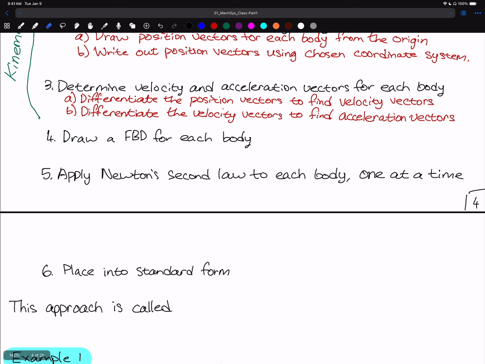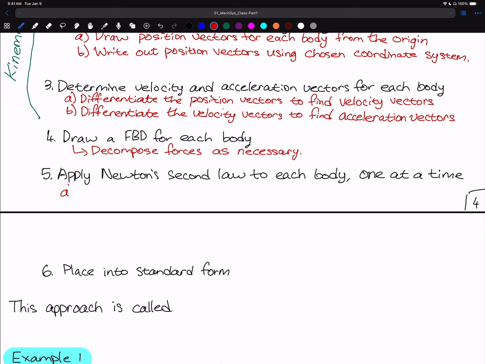So the first thing we're going to do is draw a free body diagram for each body. And if we need to, we will decompose forces as necessary, meaning you're going to break them into components if you need to, into your coordinate system. From there, we are going to apply Newton's second law to each body one at a time.